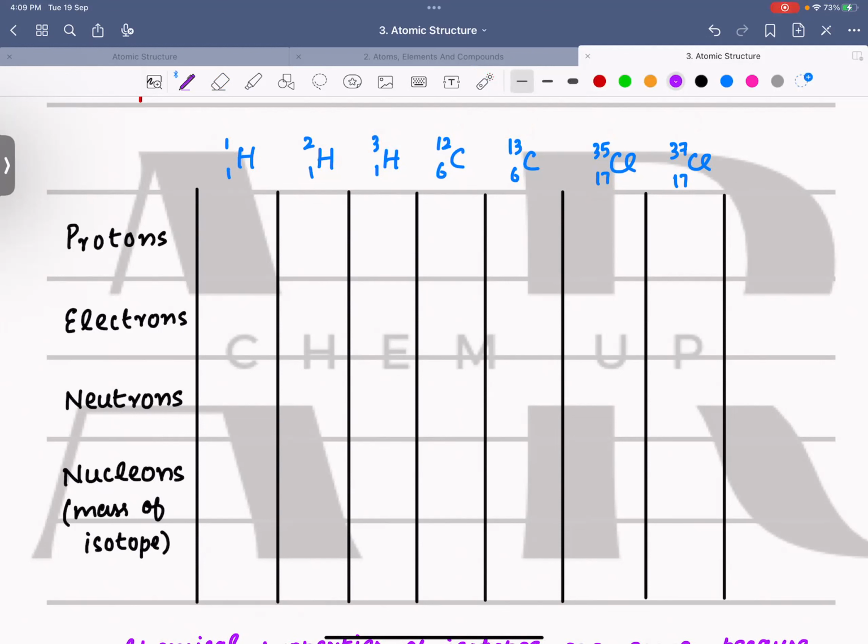So if I have to note down all of these, for hydrogen, what are the protons? 1.